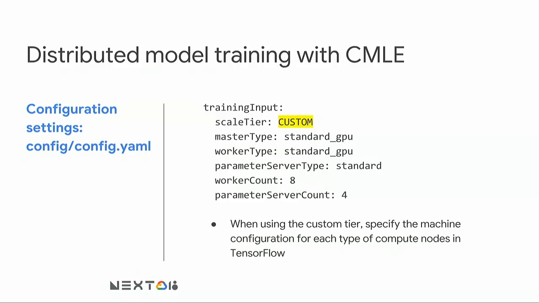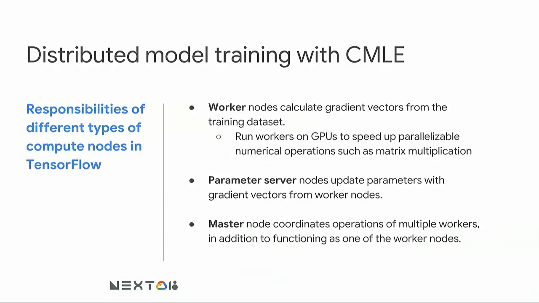So configuration settings, you need to specify the scale tier. In this example, we're going to be using a custom tier because it's the most interesting, most flexible. You can specify exactly the hardware configuration for different types of nodes in your training job. So let's take a look at the different types of nodes.